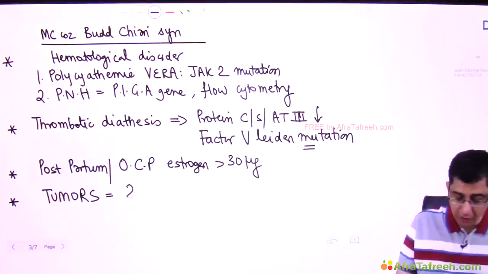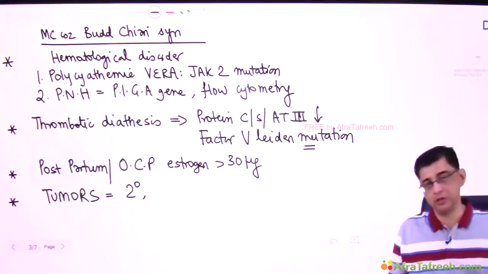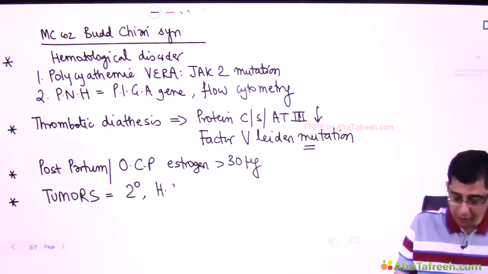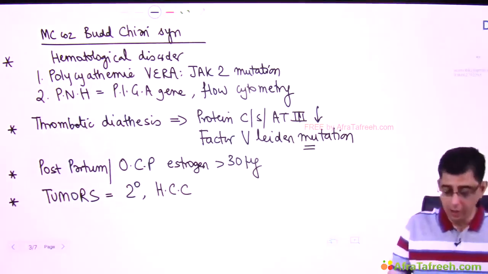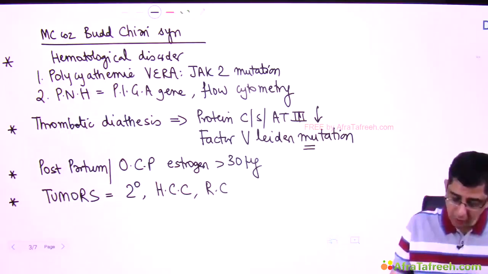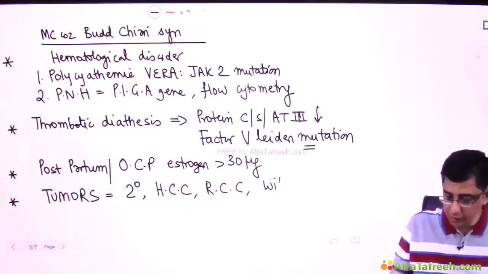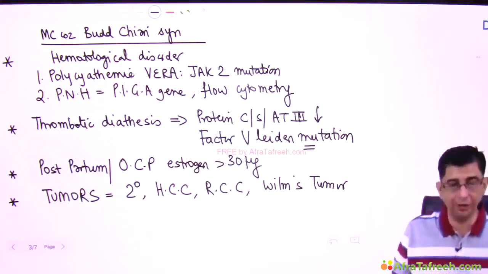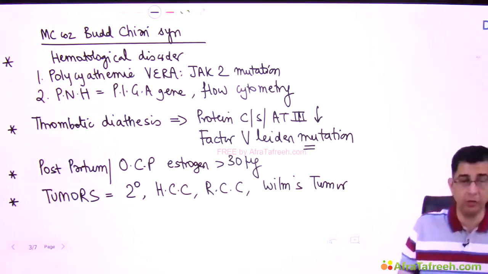Tumors could be like metastasis to the liver from colorectal carcinoma. It could be metastasis from breast cancer. It could be a primary liver cancer, hepatocellular carcinoma. It could be renal cell carcinoma. It could be, in pediatrics, Wilms tumor. The basic point is, if you have a tumor pressing on the hepatic vein from outside contributing to Budd-Chiari, we call it a secondary Budd-Chiari syndrome.